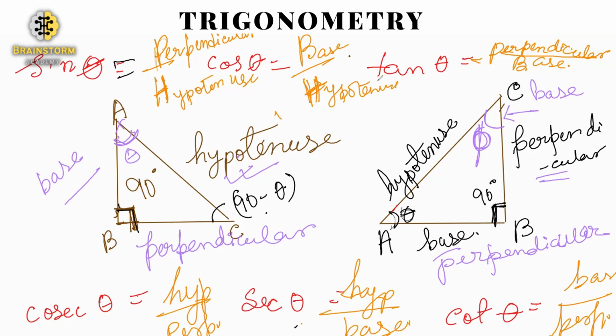So now, what did we understand till now? We have seen that there are 6 terms in trigonometry: sine theta, cos theta, tan theta, cosec theta, sec theta, and cot theta. And the necessary prerequisite knowledge that we need to do trigonometry is the knowledge of a triangle, the knowledge of a right angle, and the knowledge of a hypotenuse, base, and perpendicular. Is this much clear? Everything clear? No doubts till now?